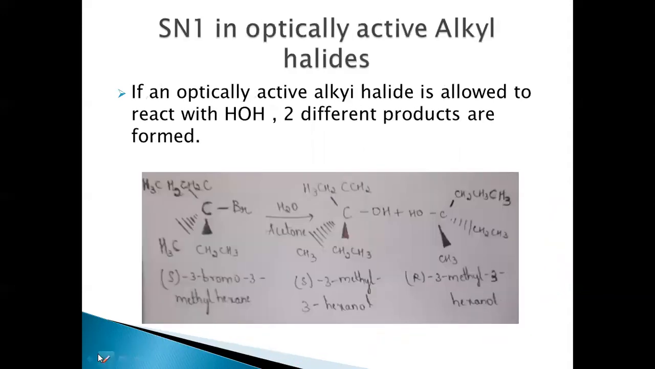So let's see this with the help of an example here. When we take this optically active alkyl halide like S-3-bromo-3-methylhexane, when the attack is happening here, the carbocation which is formed can be attacked either from the front side, resulting in the formation of the retention in the configuration. See this S and S here, S-3-methyl-3-hexanol, or if the attack is taking from the back side, it's an inversion in the configuration.